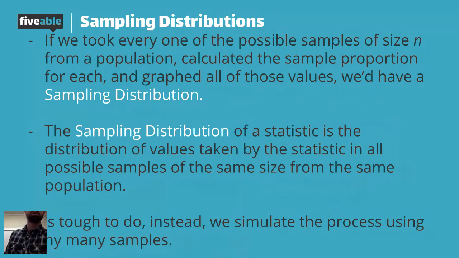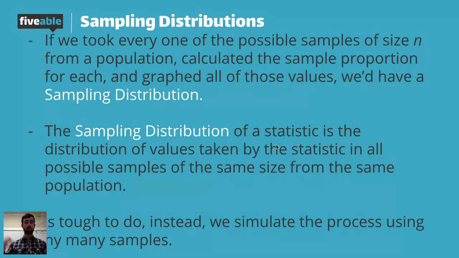A sampling distribution is what we would get if we took every possible sample of size N and graphed them. The sampling distribution of a statistic is the distribution of values taken by the statistic in all possible samples of the same size from the same population. Now that's tough to do, right? It's tough to get every single sample of size N. So instead, we just simulate the process over and over again until we have a good idea of what the distribution looks like.